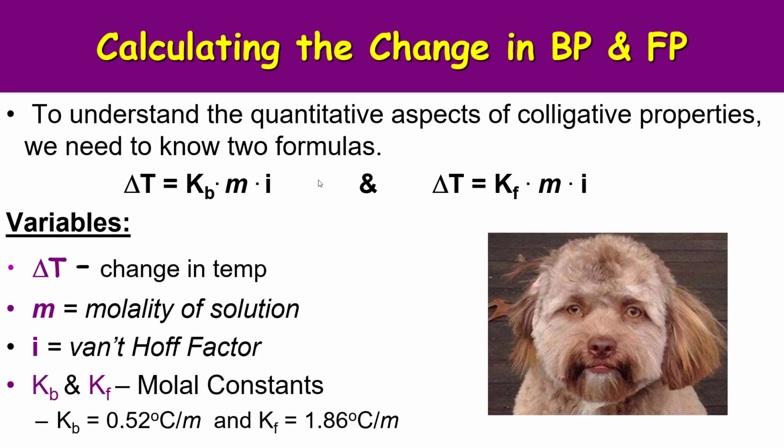The 2 new variables that you will not recognize are Kb and Kf. Kb is what we call the molal boiling point constant, and Kf is the molal freezing point constant. And if you look at the units for these 2 that are down here, every 1 molal of dissolved solute will change the boiling point of the solution by 0.52 degrees Celsius. Every 1 molal of dissolved solute will change the freezing point or depress it by 1.86 degrees Celsius.